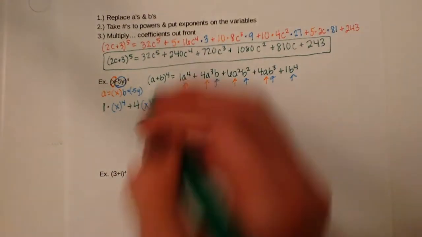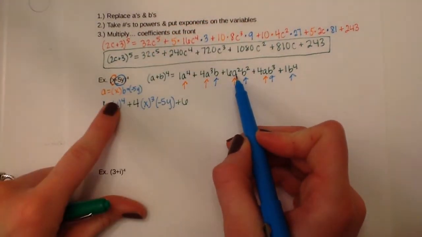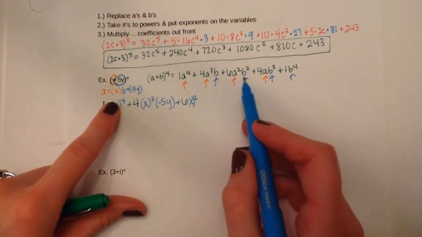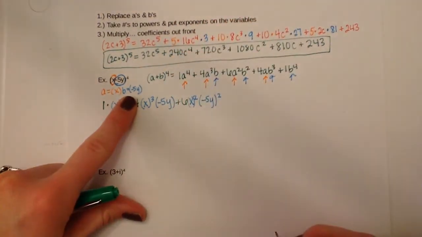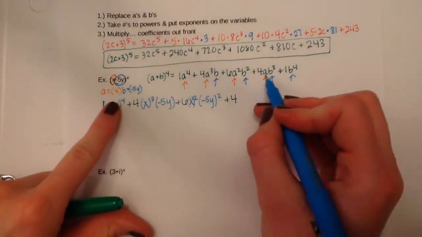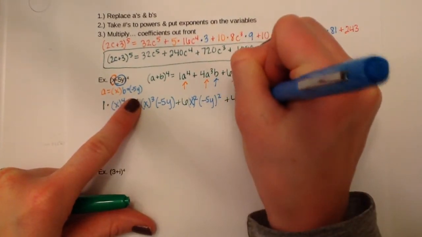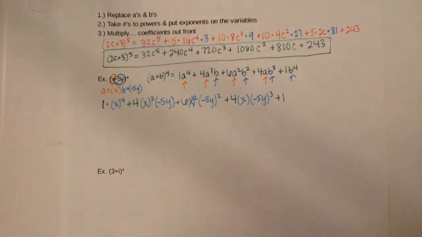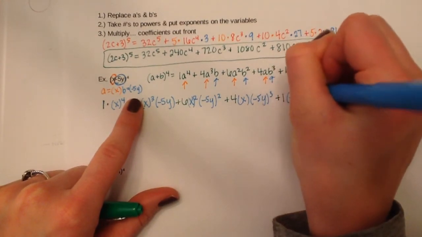Plus 6 times a squared b squared, so a is x squared, and b squared, our b is negative 5y squared. So now we have plus 4 times a, which is x, times b cubed, so b, which is negative 5y cubed, plus 1 times b, which is negative 5y to the 4th power.